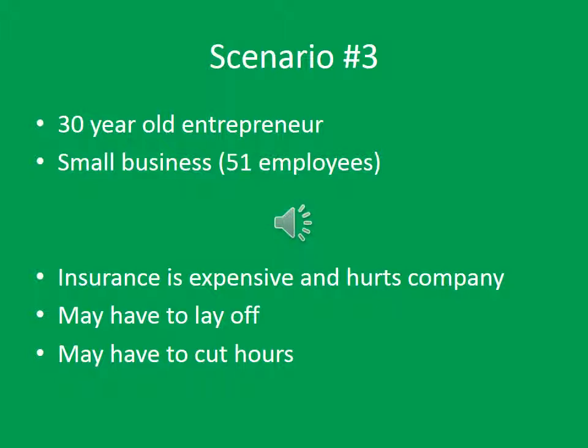Scenario number three: we have a 30-year-old entrepreneur who owns his small business of 51 employees. Notice how, with 51, it's still classified as a large business, but in reality, it is a small business. He's affected negatively by Obamacare because insurance is expensive and will hurt the company. He may have to cut hours and employees.